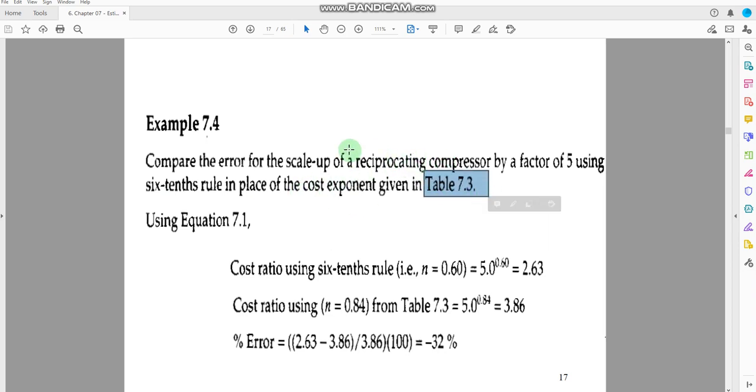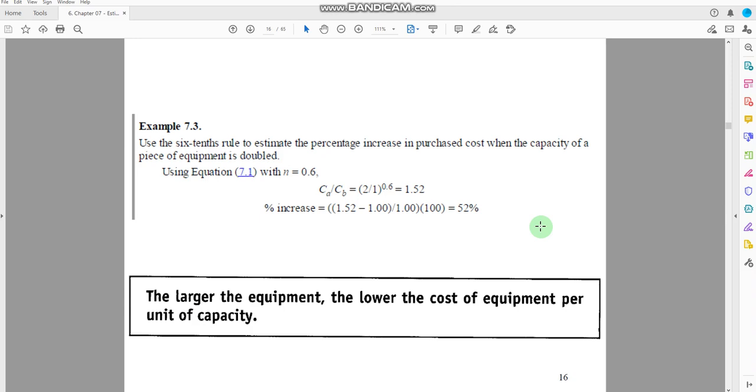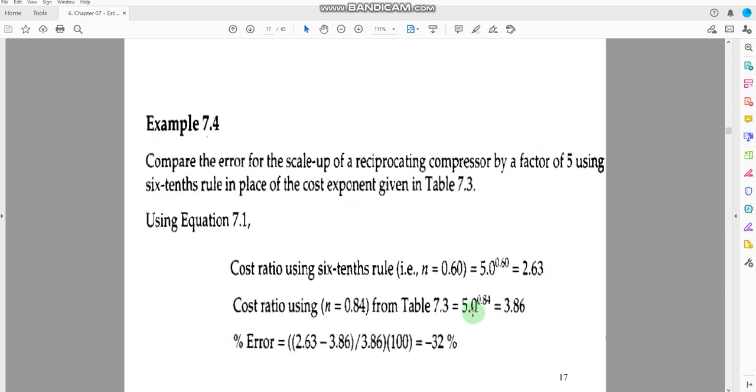Now we are using the reciprocating compressor. You would go back here, and for the reciprocating compressor, you would see the value for the exponent can be 0.84. So we can use this new value to estimate the difference between the new cost and the old cost in terms of the ratio. With the same capacity ratio of 5 by 1, and now using the new value for the exponent, the new cost ratio comes out to be 3.86.